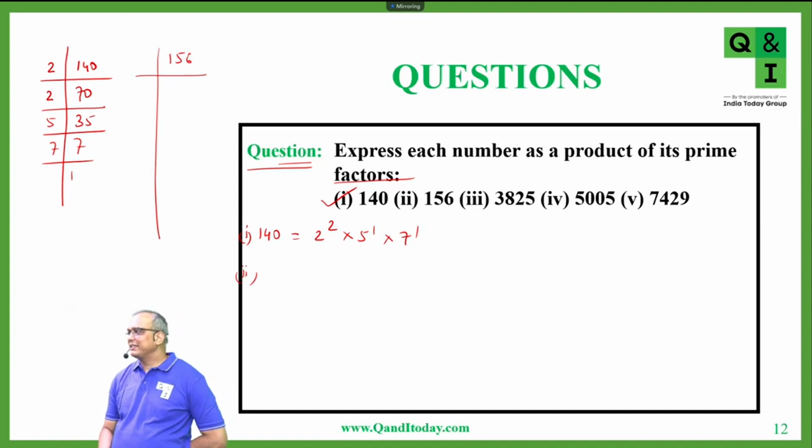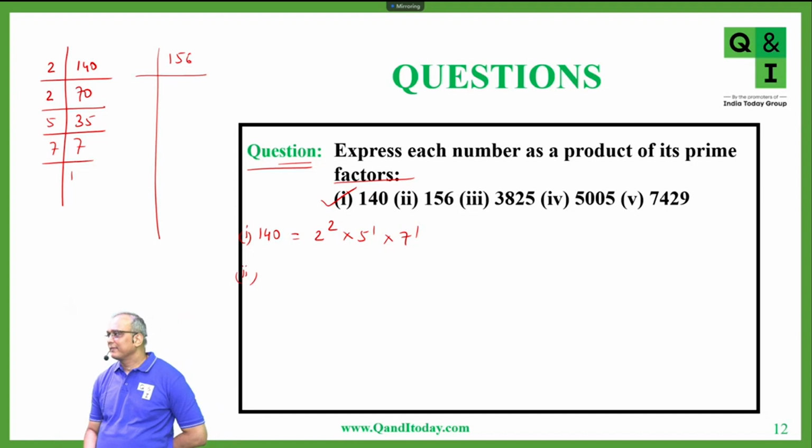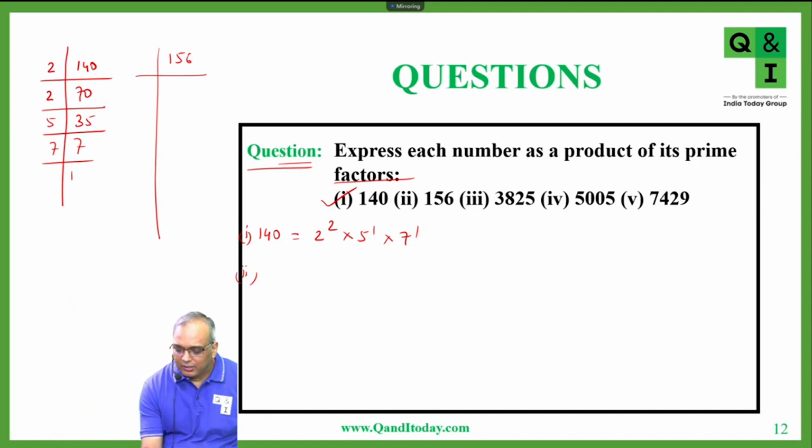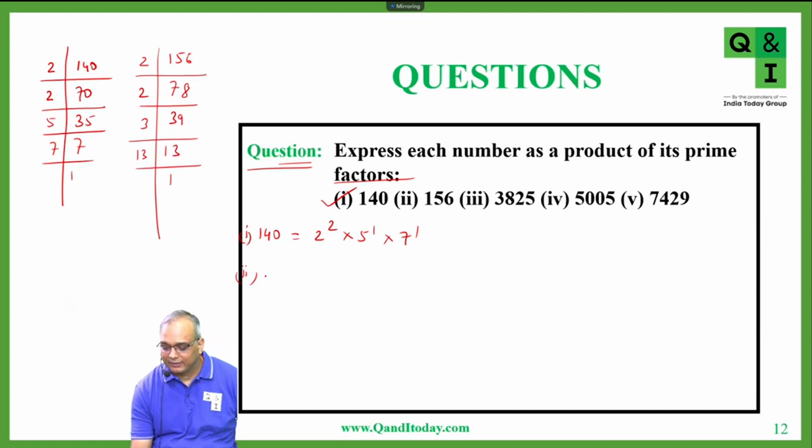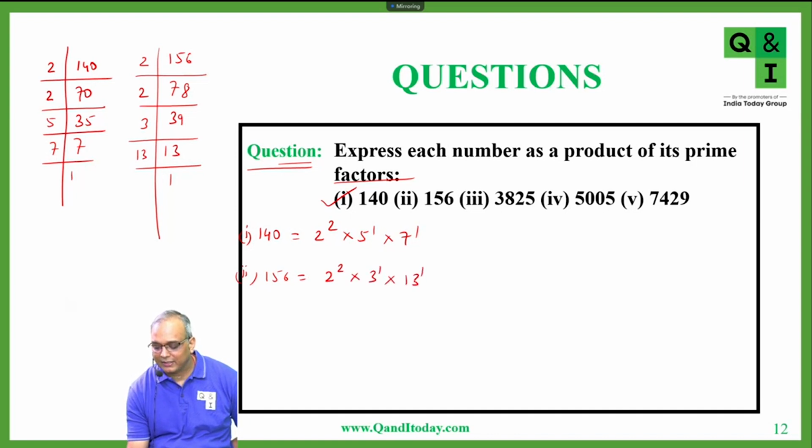Yes, Ansita, it is correct. Yes, it is correct, Jovin. So 156, when you divide it by 2, you get 78. Again by 2 you get 39, then 3 and 13, and 13 and then 1. So 156 can be written as 2 to the power 2, 3 to the power 1, 13 to the power 1.